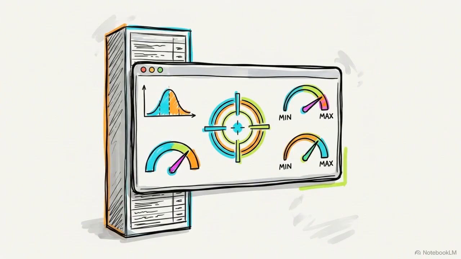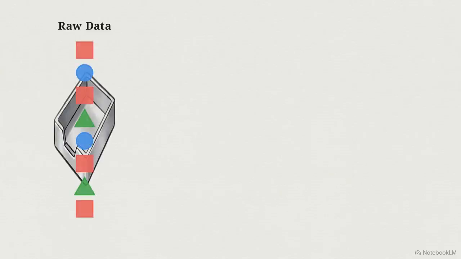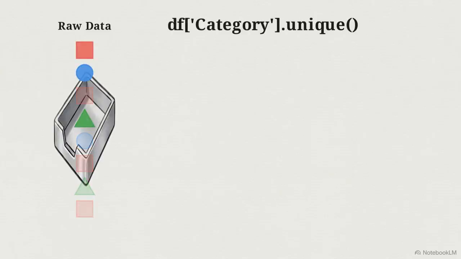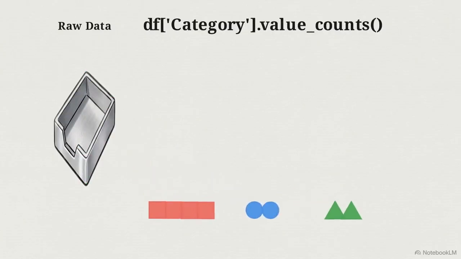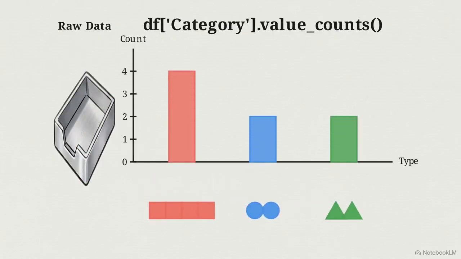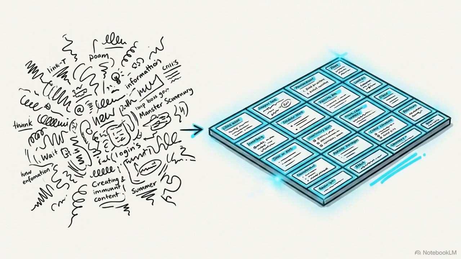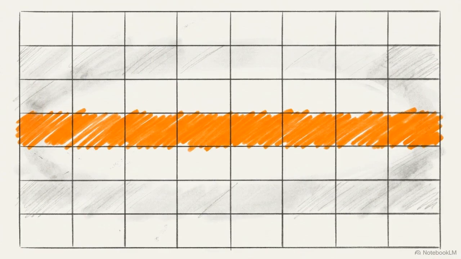You establish the preview boundaries using head to isolate the first 5 rows and tail to view the final 5 rows. Next, you apply structural summary commands. Calling shape returns the exact dimensions of your grid, while info reveals column data types and identifies any missing values.